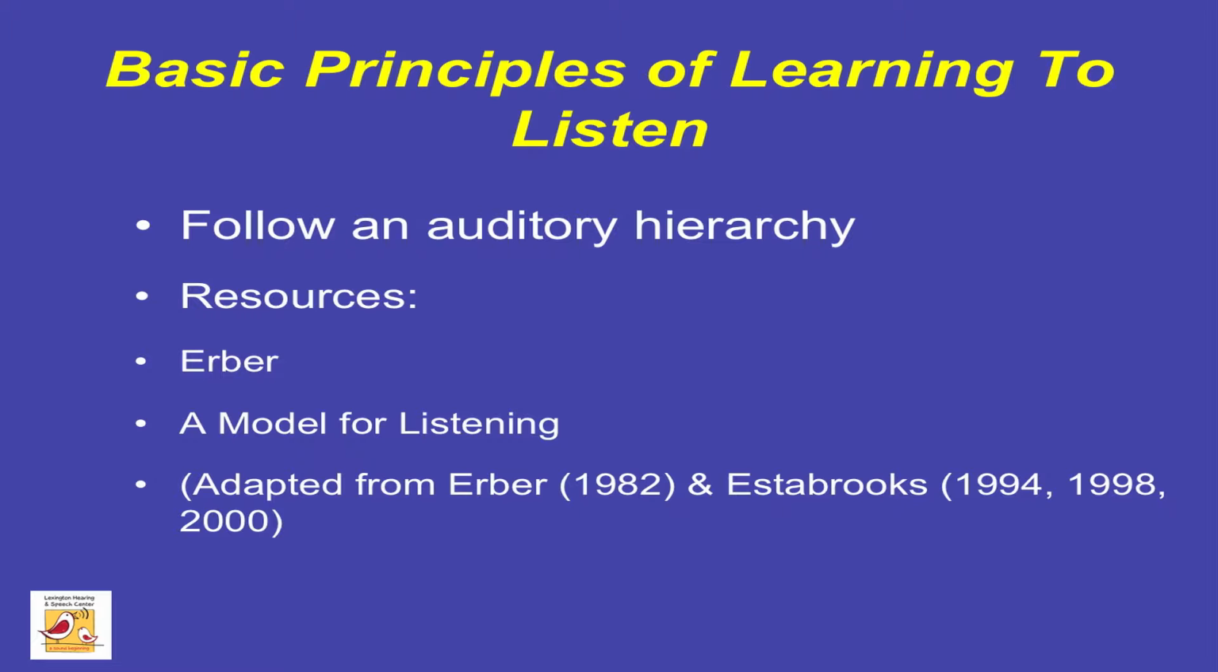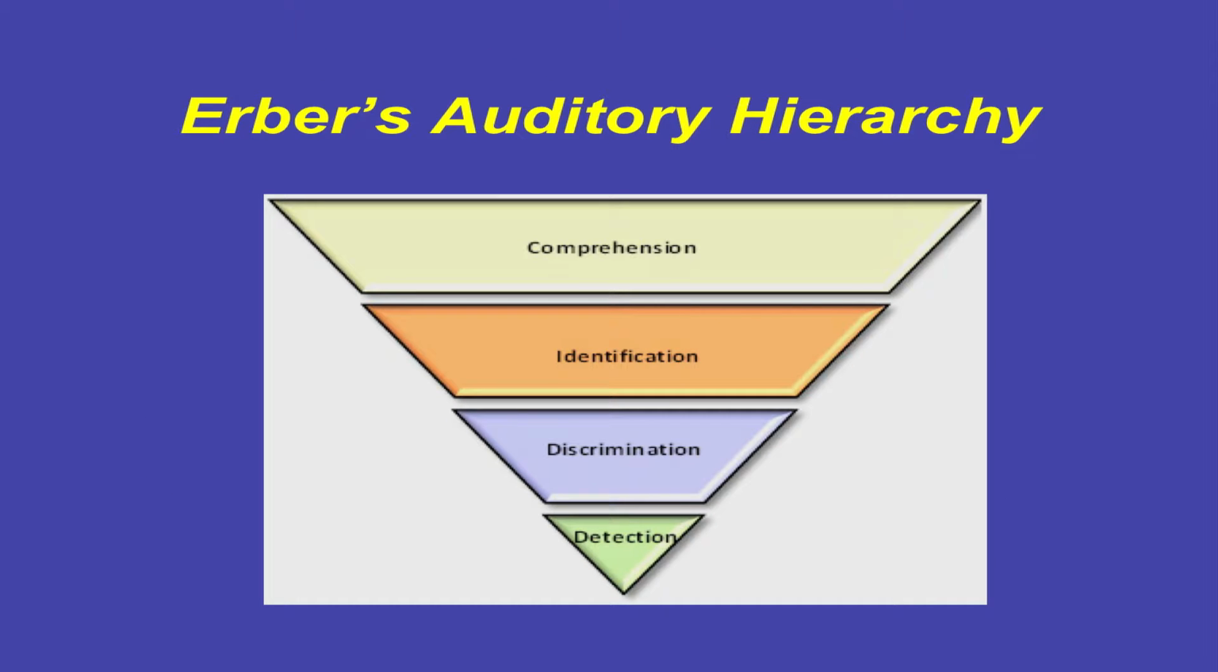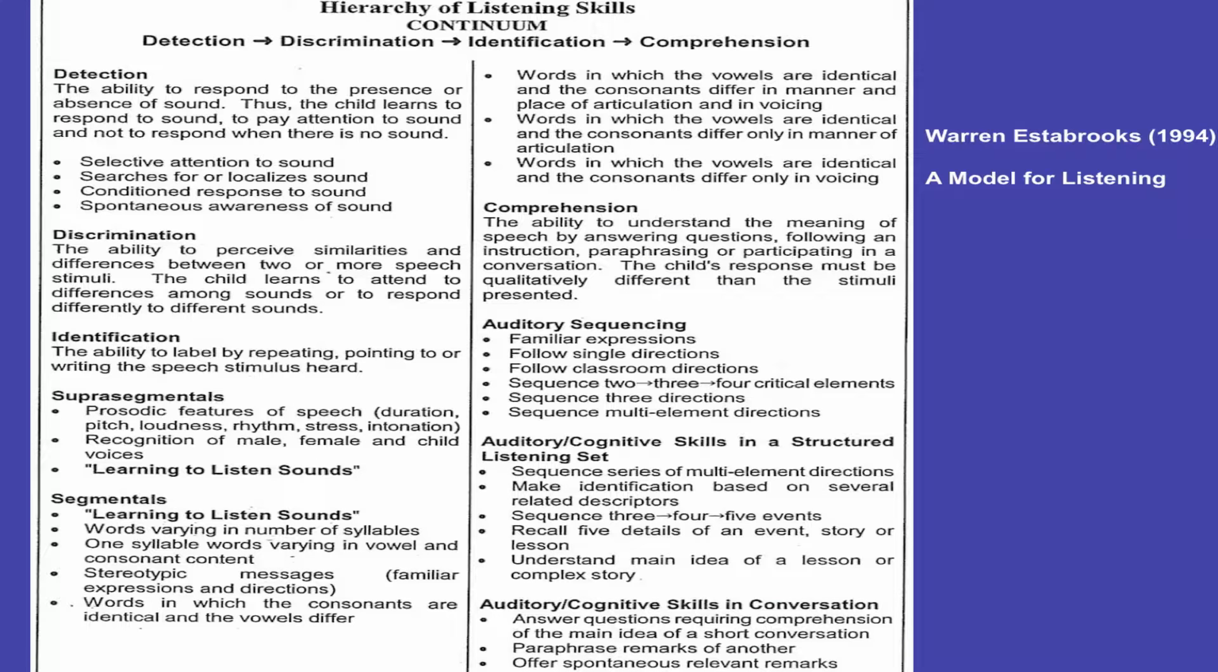Another important principle is to follow an auditory hierarchy. Suggested resources include Erber's Auditory Development or A Model for Listening by Estabrooks. Erber's auditory hierarchy covers 4 stages: detection, discrimination, identification, and comprehension. The model for listening, which also follows Erber's hierarchy, was adapted and developed by Warren Estabrooks, LSLS, Certified Auditory Verbal Therapist. We are going to talk about this model for listening development.